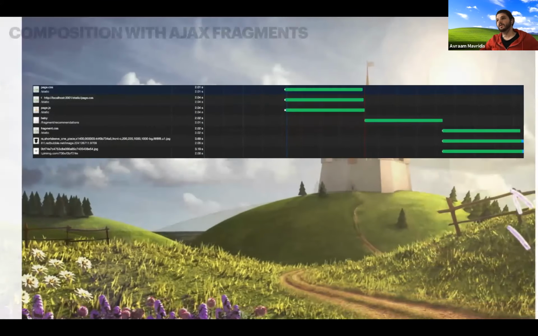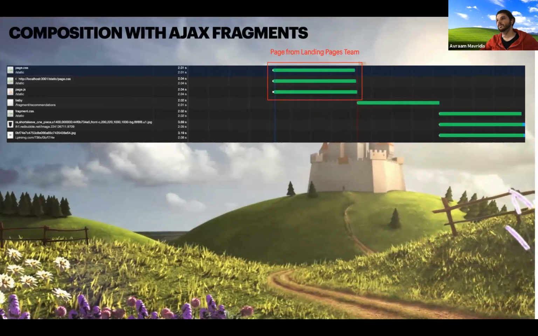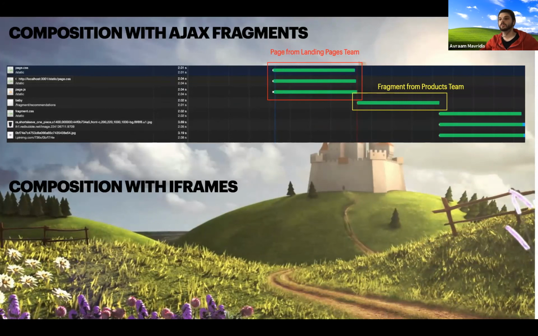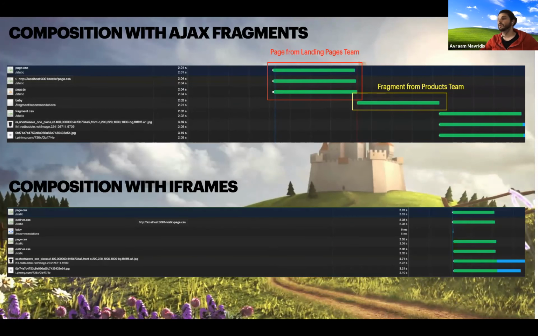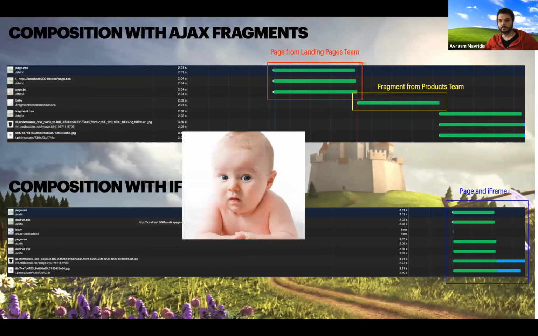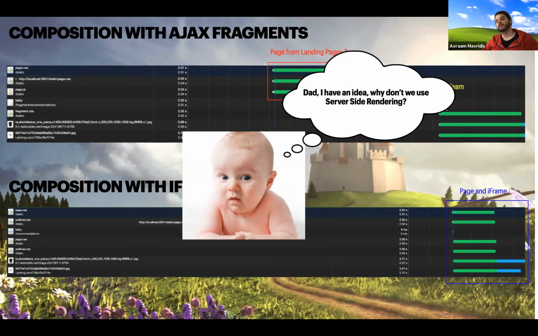Why this is happening is because, as I said, you first load the page, and then the page has to load the fragment, which creates this waterfall effect, compared to iframes, for example, where everything is loaded in parallel. So we have these two solutions, and both of them have really big drawbacks. And my son said to that, I have an idea. Why don't we just use server-side rendering?